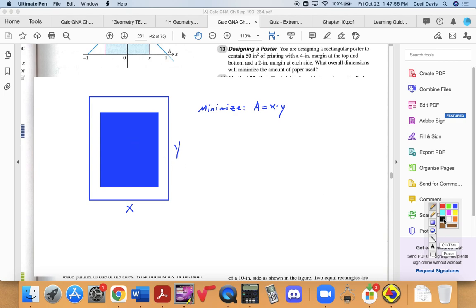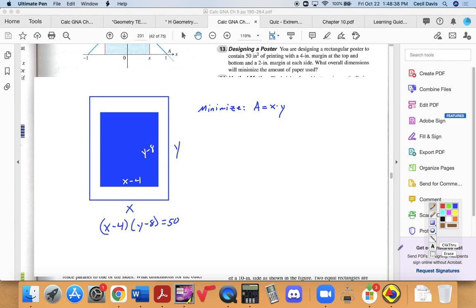Okay. So, given that, and that these are 2-inch margins on either side, this dimension down here will be x minus 4. And then this dimension will be, because it's 4-inch margins top and bottom, y minus 8. So then we know for our secondary equation that x minus 4 times y minus 8 has to be equal to 500. Or 50, excuse me, not 500.